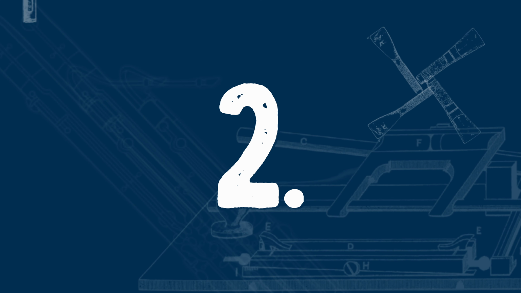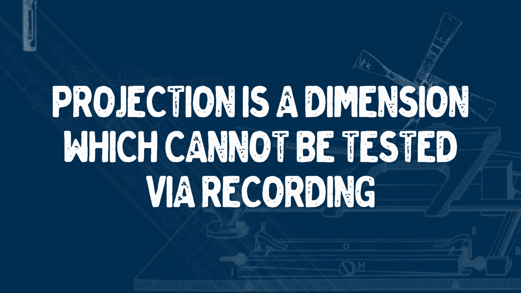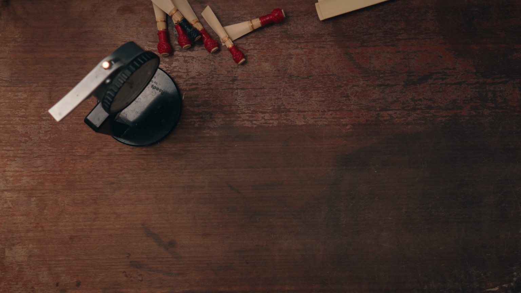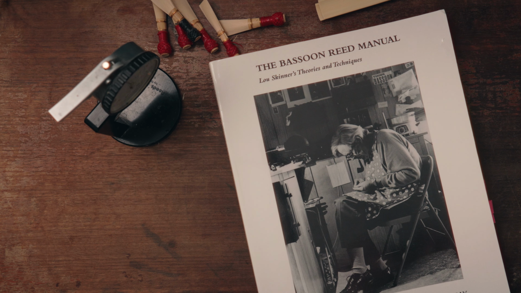Secondly, there is a variable at play in reed making which requires a three-dimensional space to understand its quality: projection. Although we often categorize the qualities of reeds into sound, response, and intonation, projection is also an equally important quality which we tend to set aside mainly because we don't all learn to make multiple reed models in our bassoon education. In fact, I didn't come to this discovery myself until I took a residency with Jim Mackay, the author of the Bassoon Reed Manual, Lou Skinner's Theories and Techniques. I did that in the spring of 2018.